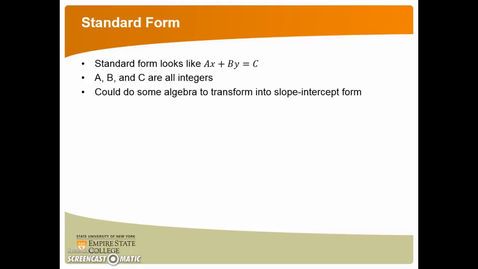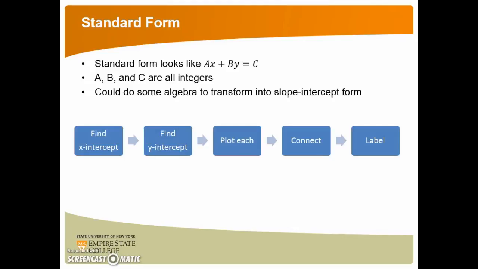All we need to graph a line are 2 points. What if we could find those 2 points relatively easily? Well, we can. We will find the x-intercept and the y-intercept, or where the line crosses the x-axis and y-axis. We plot the 2 intercepts, connect the points, and label the line.